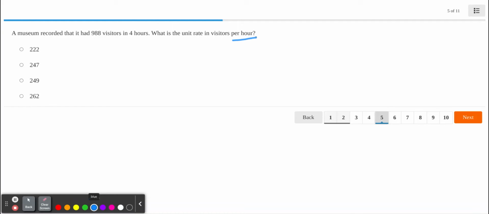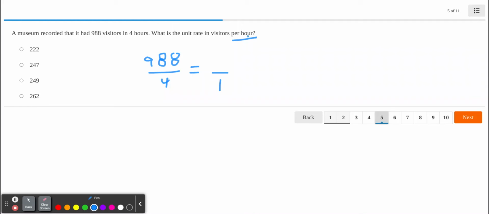So what we would do to solve this problem, at least one way to solve this, would be to take our number of visitors that we know. We have 988 visitors in 4 hours. And we also know that we want to get this over to per 1 hour. Our per hour would be our unit rate. So we want our hours to be 1. So now we just need to think about how we can get this bottom number 4 to change to 1.